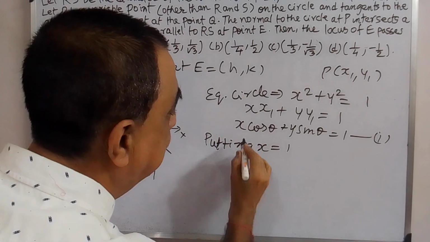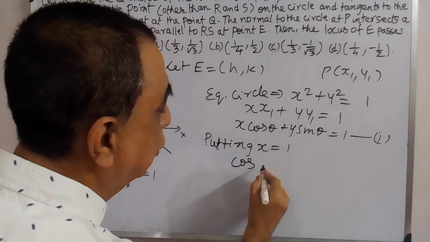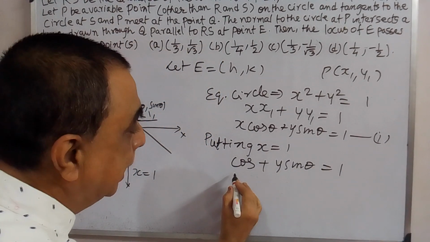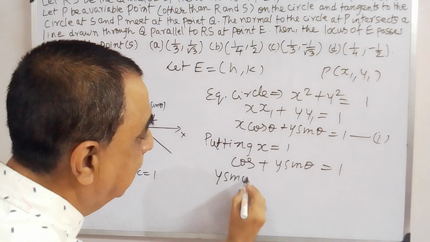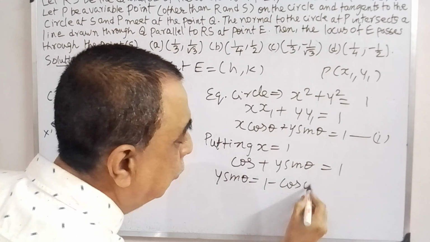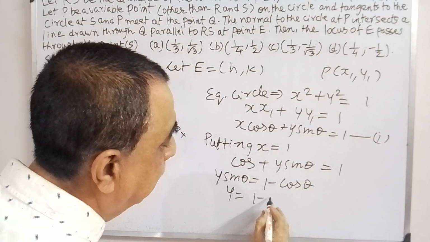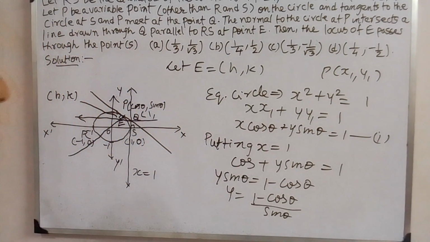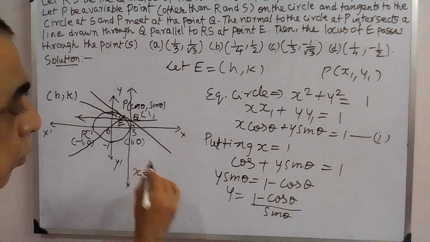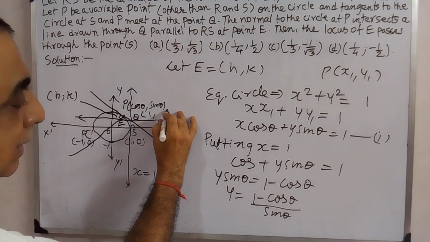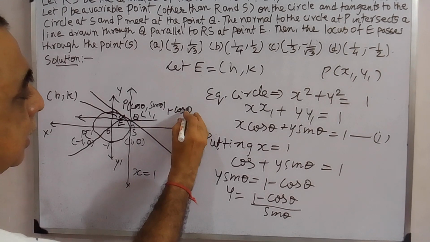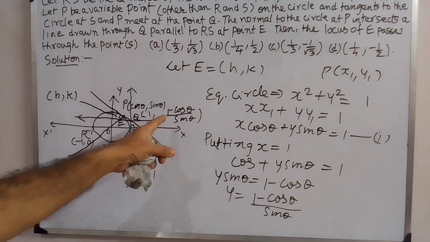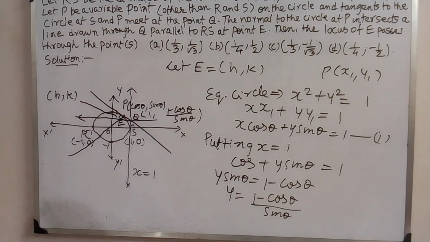So I am putting the value of x1 here. 1 into cos theta will be cos theta, plus y sin theta equals 1. So y sin theta will be equal to 1 minus cos theta. So y will be what? y will be 1 minus cos theta divided by sin theta. So the y coordinate of the point Q will be this. Its x coordinate will be 1, but the y coordinate will be 1 minus cos theta divided by sin theta.